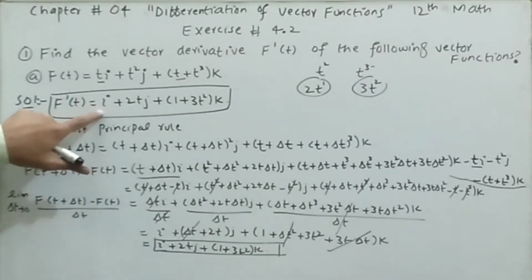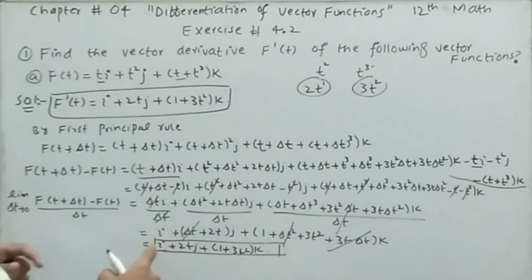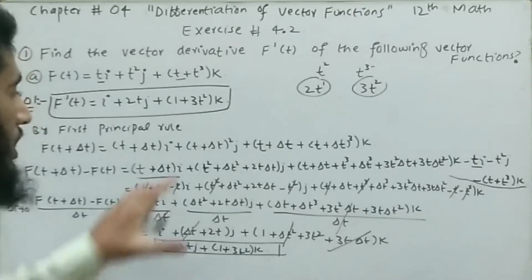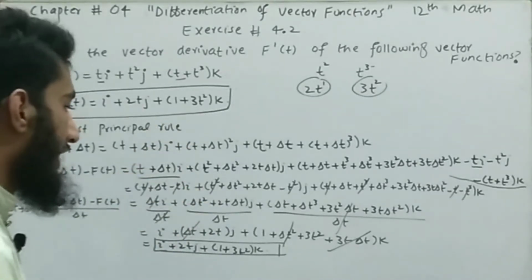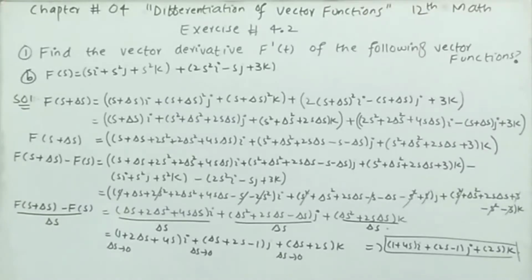Over here the general method gives us i plus 2tj plus 3t square k, and the first principle method gives us the same result. It means that both methods give us the required correct and exact answer. This is actually the first time derivative. Now move to the next part, part B, of the same question number 1.